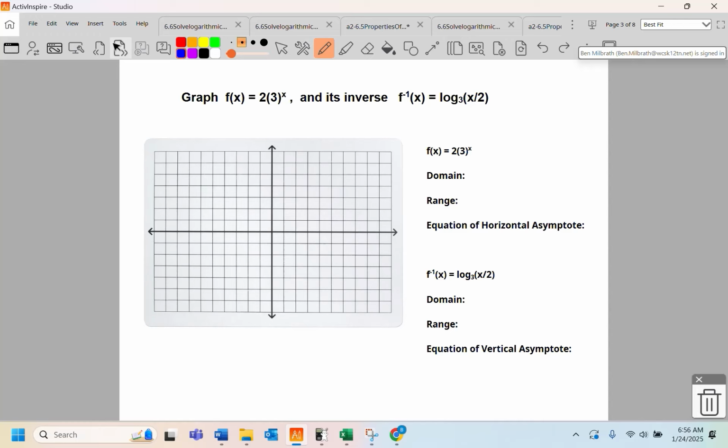The inverse of f of x being log base 3 of x over 2, and I think I did that right. So we're just going to need a table, right? This thing has no vertical or horizontal shifts, so the table is pretty easy. We can just start our table at 0 and then add 1. And this is for f of x.